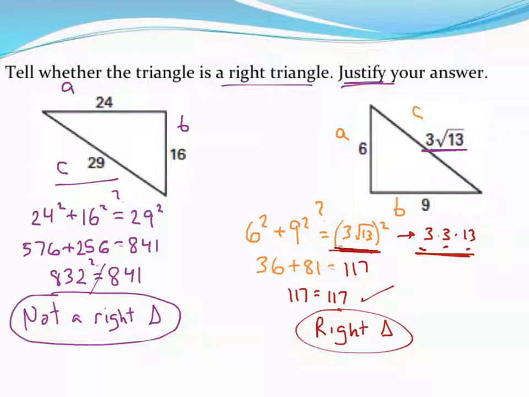If you have a graphing calculator, it's pretty easy to type in 3 squared root of 13. Just keep it in parentheses before you square it. And don't round it off, because otherwise if you type in a decimal and round it off, you may not get the exact same number on both sides, and you may be led to believe it's not a right triangle, when in fact it indeed is a right triangle.